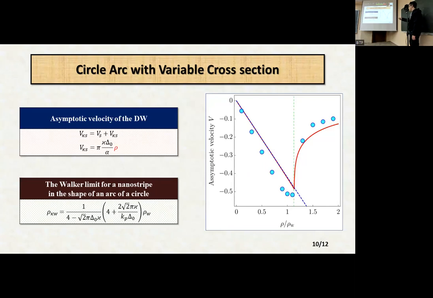We have also conducted full-scale micromagnetic simulations. In this case, the asymptotic velocity of the domain wall has two components. The first component is the already found asymptotic velocity for the straight stripe, and the second is determined by the combination of curvature and gradient of the cross-sectional area. Here also the Walker limit appears, but it is increased by the curvature.